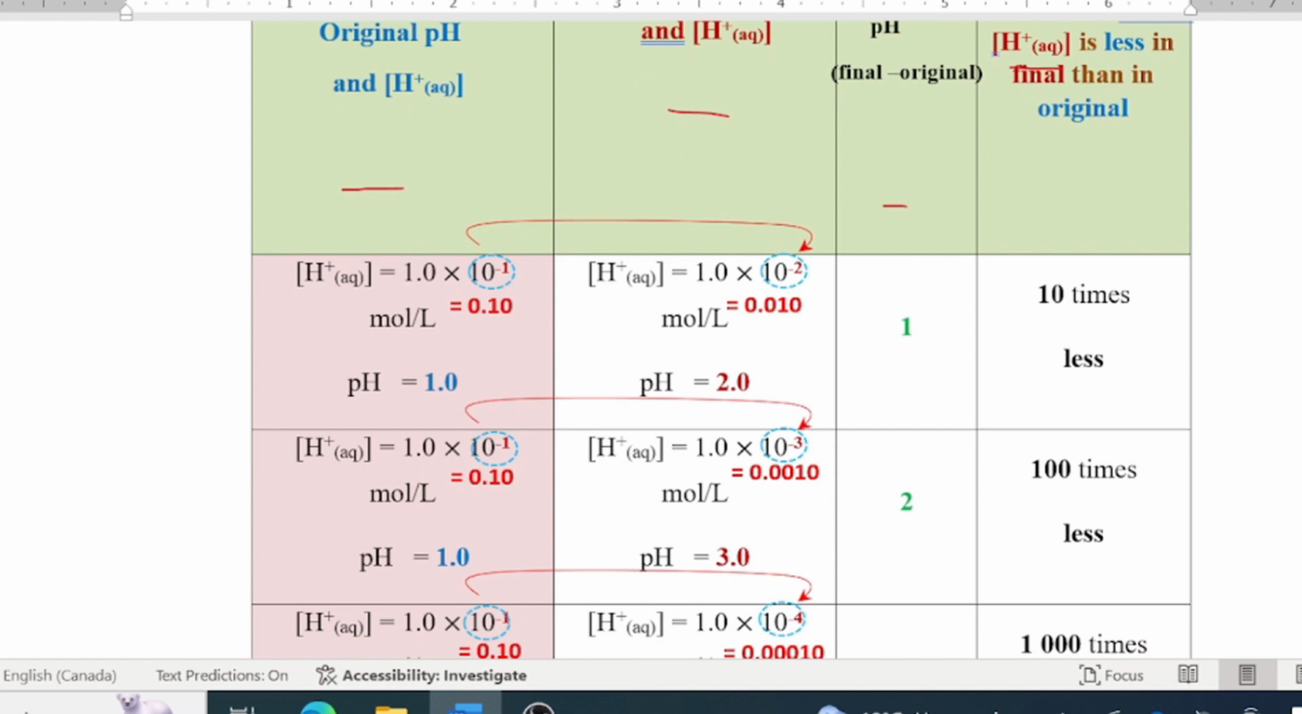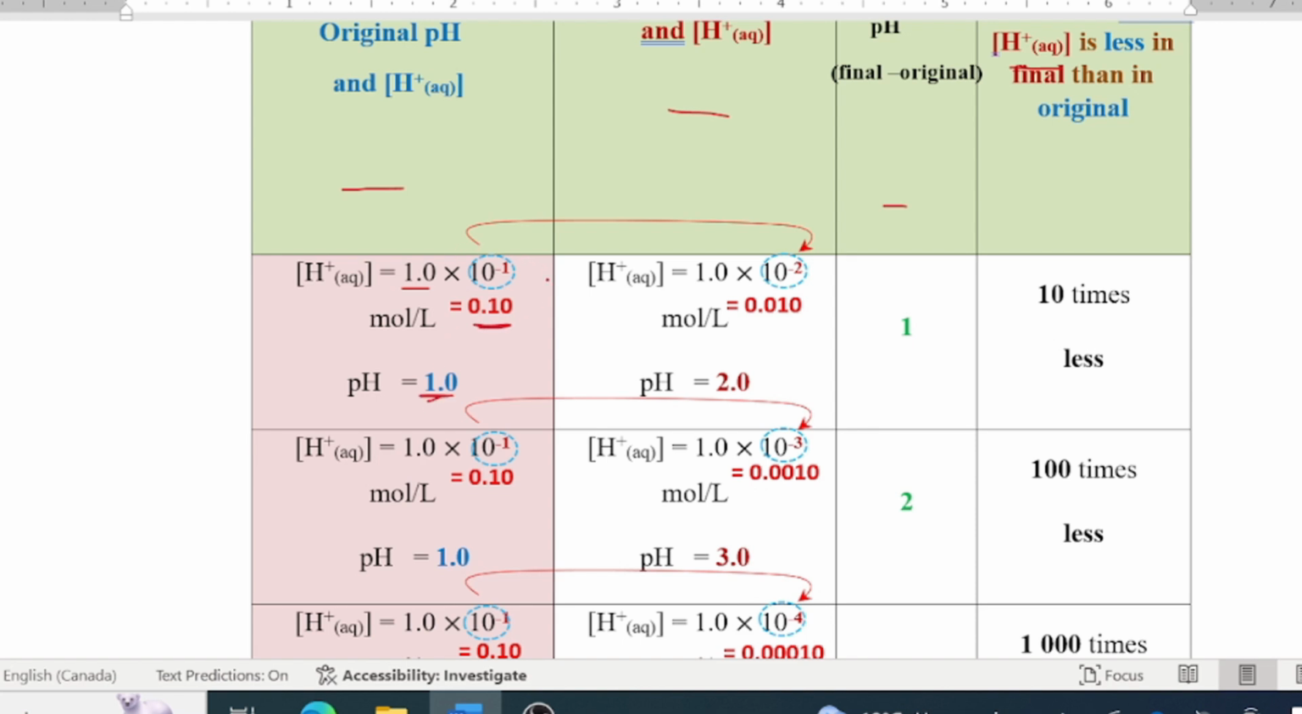Here you have an acid that has a hydrogen ion concentration of 1 times 10 to the negative 1, which is equal to 0.10 moles per liter, right? This is in scientific notation. Put it like this, okay? Expanded form here, decimal form here. And the pH is 1.